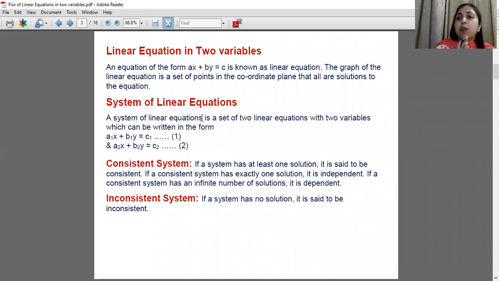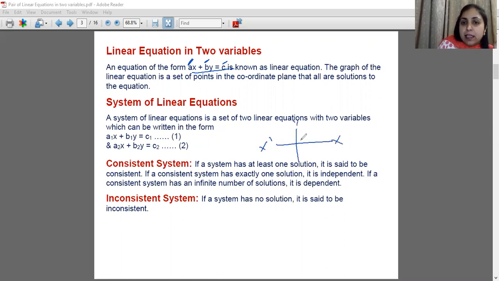Let us move. Now we have the definition of linear equation in two variables. An equation in the form ax plus by equals c is known as a linear equation. Here a is coefficient of x, b is coefficient of y, and c is our constant term. If I want to plot this on the Cartesian plane, by putting different values of x, I will get different values of y, and I will get a graphical representation of this equation as a straight line. That is why it is known as a linear equation.